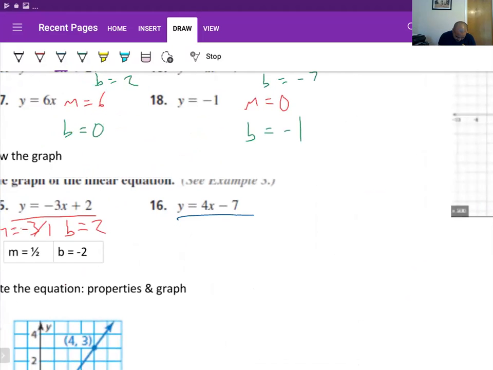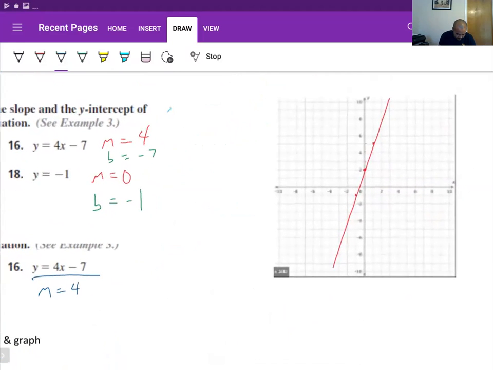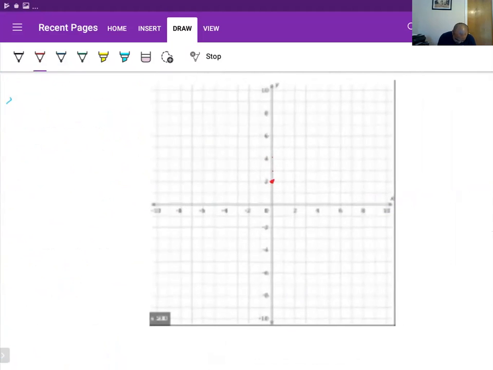So for this one, the slope is 4 over 1. Oh man. Wait, did I mess this one up? I totally messed this one up. The slope is negative. So you go down 3 and over 1. Let's try that again. Ah, I missed. I missed again. Oh, you get the idea. That's supposed to be connecting through those dots.